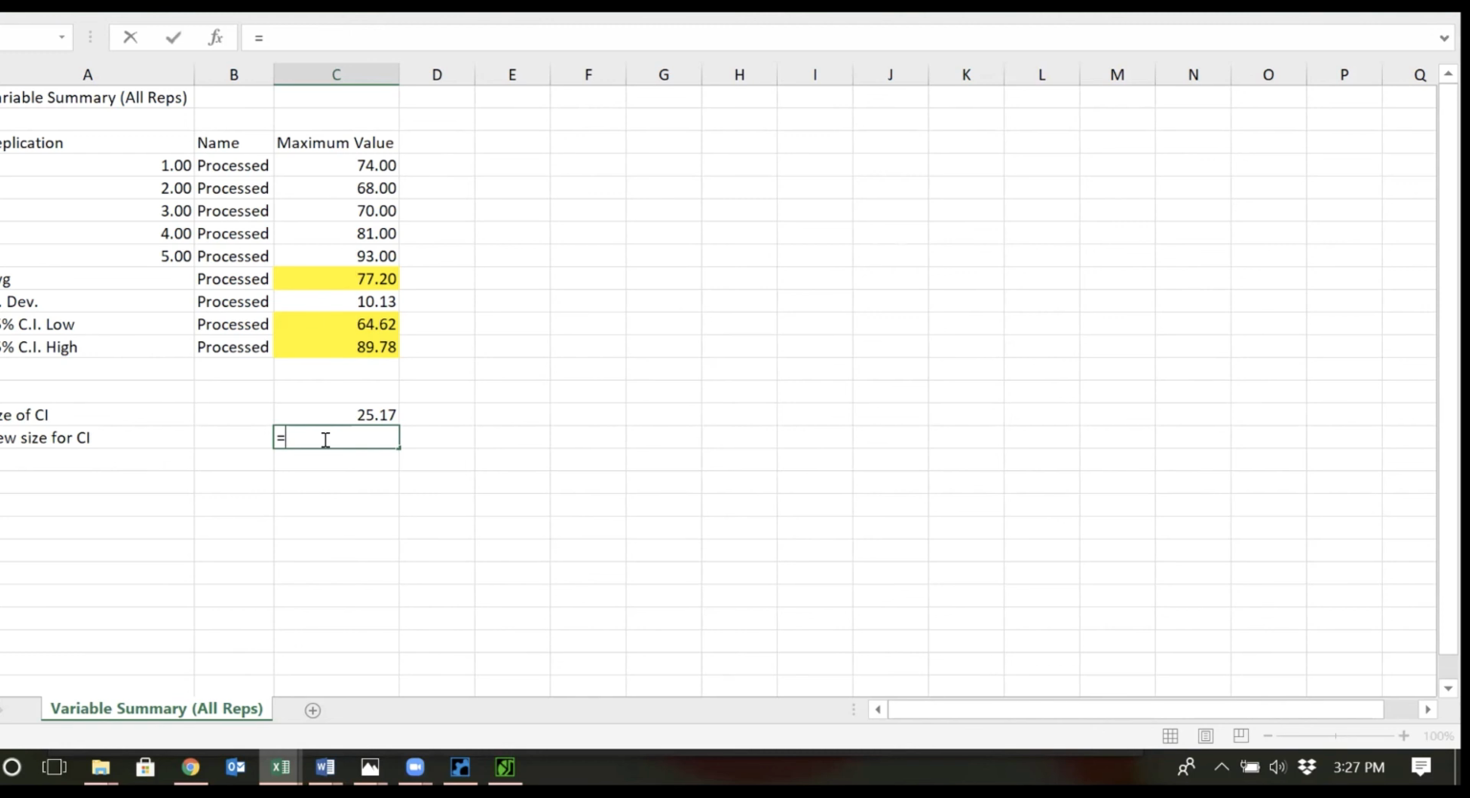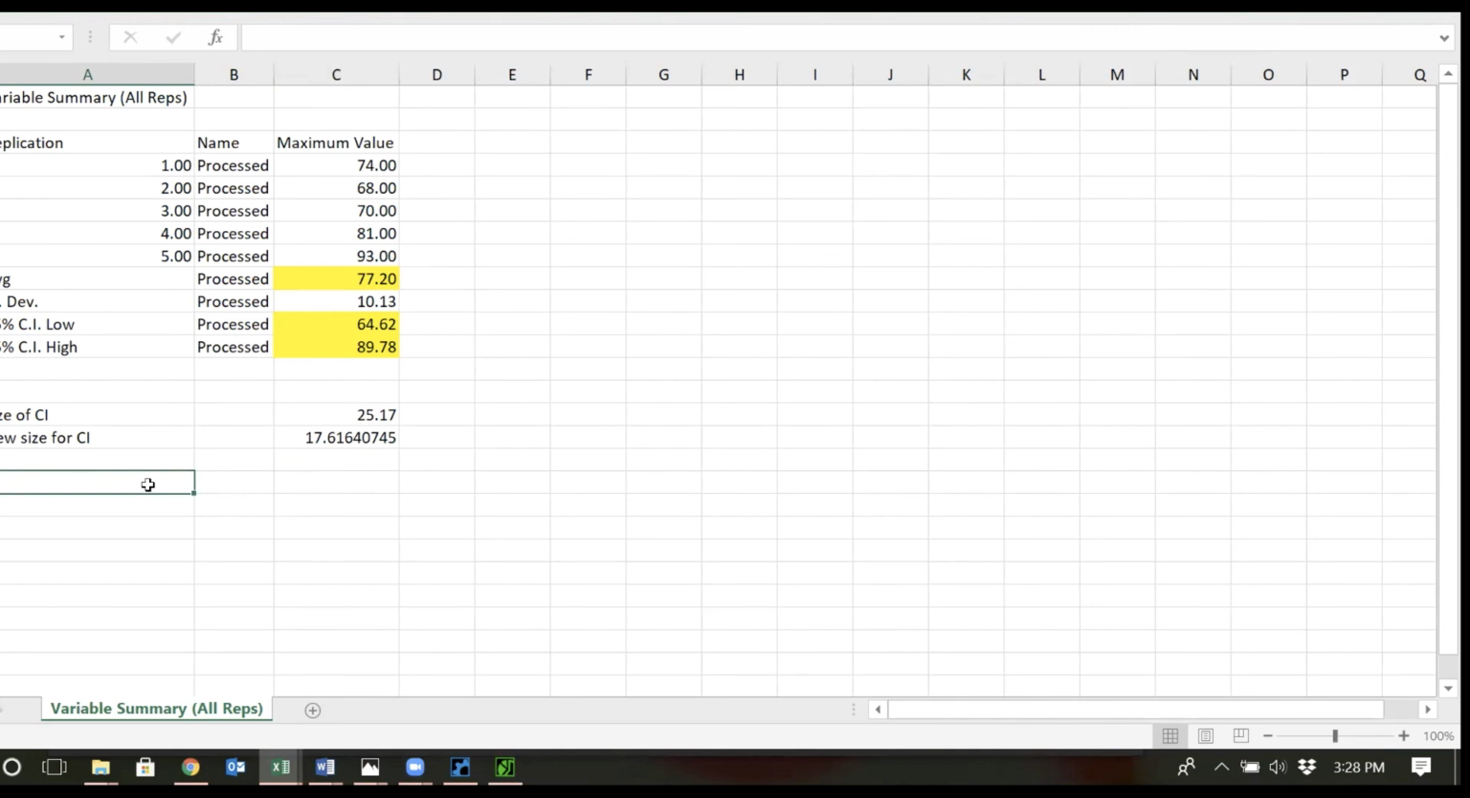I want this new confidence interval to be 70% of the original size. So 0.7 multiplied by the original size. That's what I want to be the size of the new confidence interval that I'm going to develop. I haven't done it yet. I just know I want this size for the confidence interval. So my new confidence interval, the one that I want to come up with, is going to have a size of about 17 points.